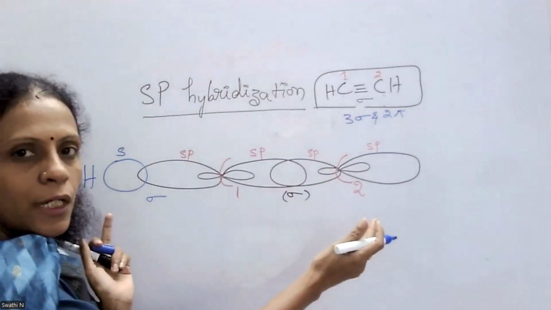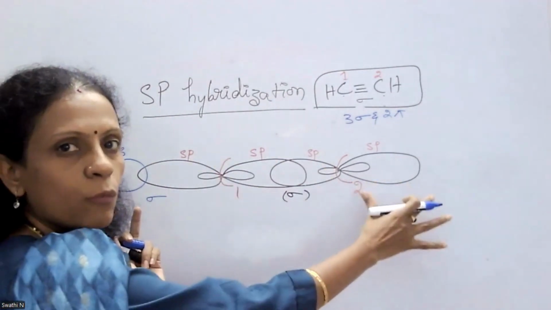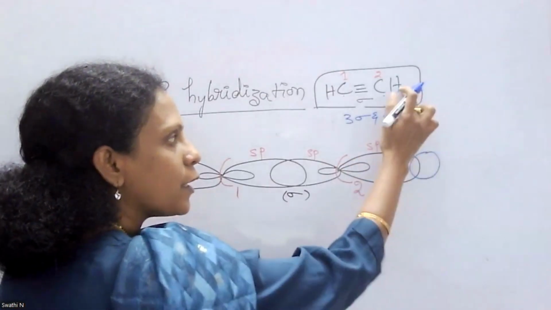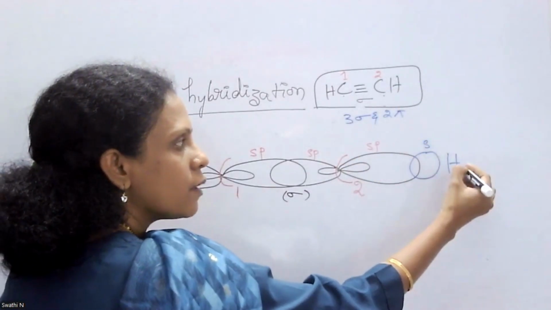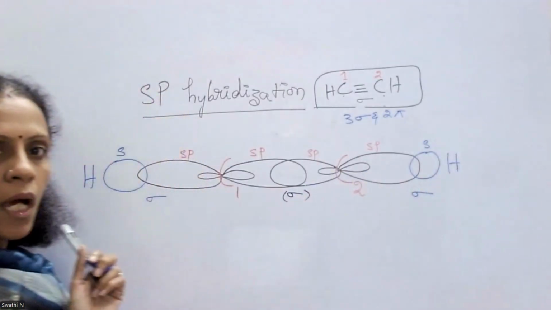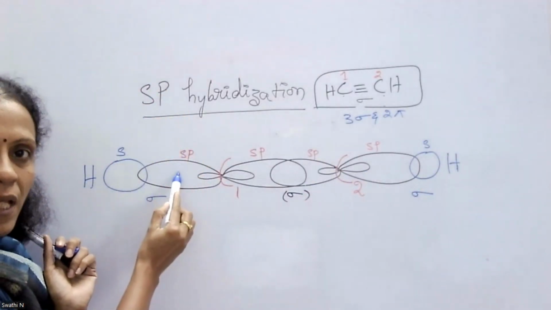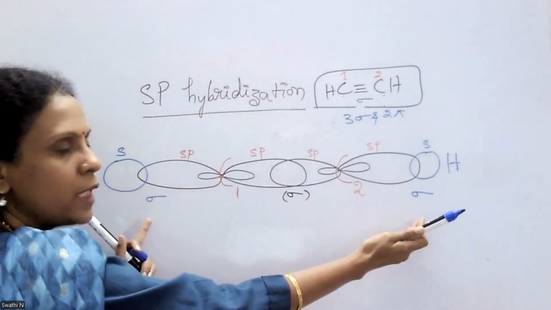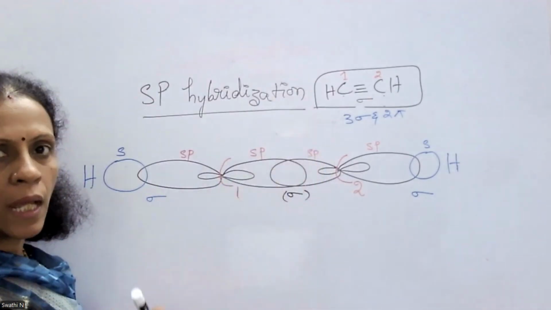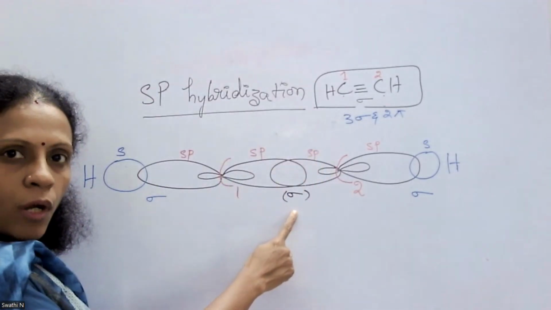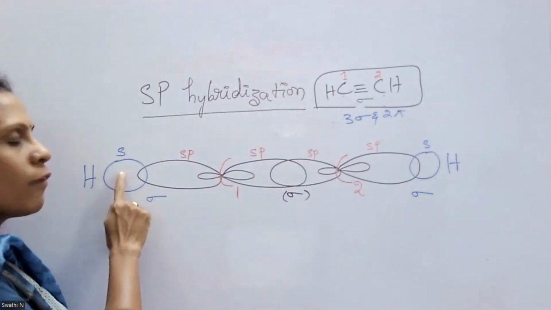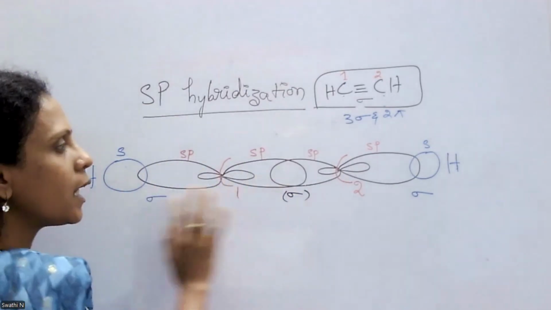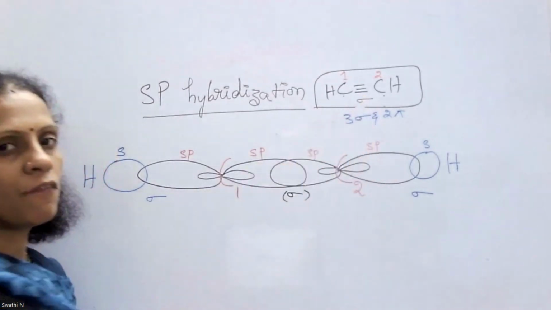Similarly on the other side, the second carbon also has one sp hybrid orbital, and with this, the s orbital of another hydrogen will be forming another sigma bond. So this is how, due to s and sp orbital overlapping, there will be formation of 2 sigma bonds. Overall, due to sp-sp overlapping there will be formation of 1 sigma bond, and the other 2 sigma bonds are due to overlapping of s orbital and sp orbitals on either side. So overall there will be 3 sigma bonds in the structure of ethyne.